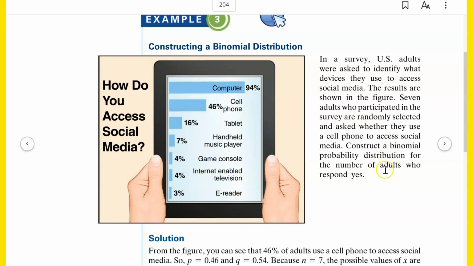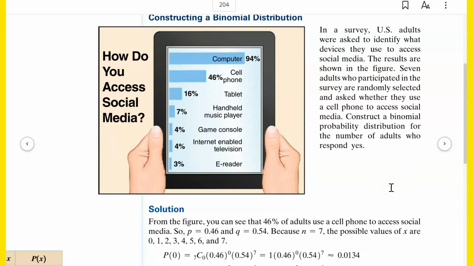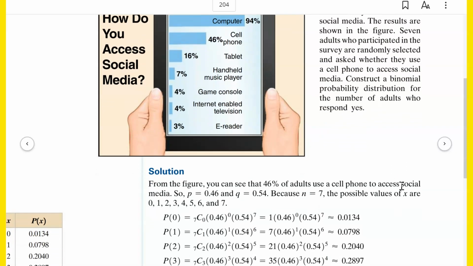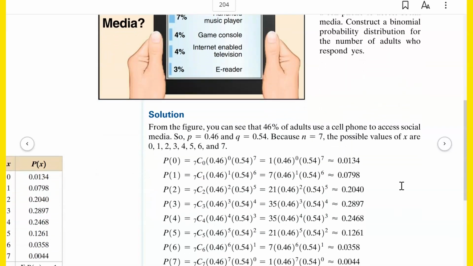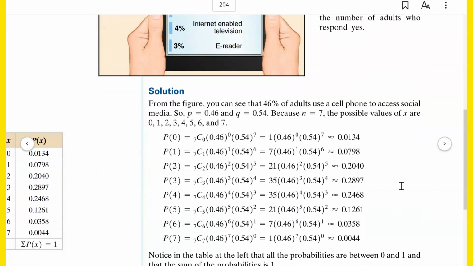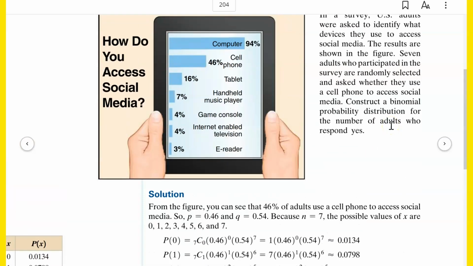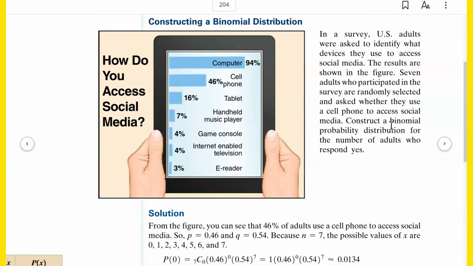What's the probability of quote-unquote success? The probability that they use a cell phone. You can see it from the graphic here. It's 46% or 0.46. What is the probability that they don't use a cell phone then, or Q in this case? 0.54, 1 minus 0.46. So if we're going to construct the entire binomial probability distribution, then we're going to have to figure out the probability of every possibility.